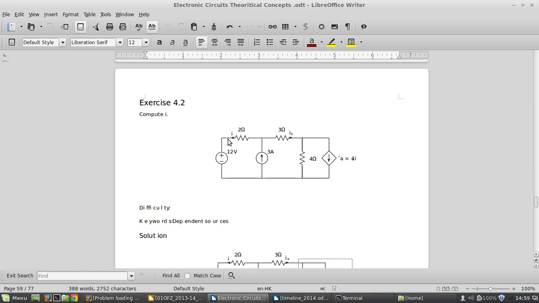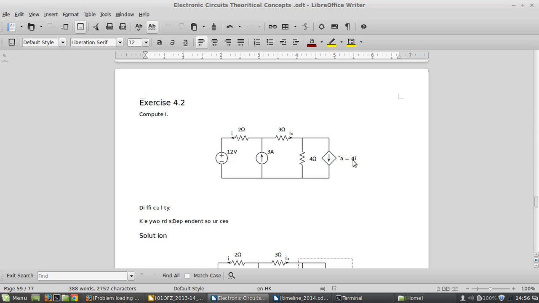So let's solve exercise number 2. In exercise number 2, we also have to compute I, the current that's here. So what can be done here? As you can check out, you cannot use Millman here because there is a resistor between these two nodes. What else can be done?